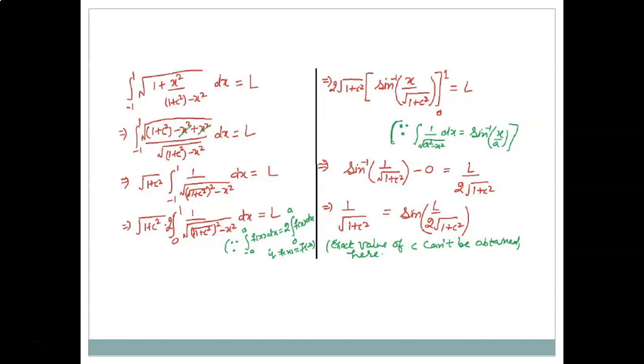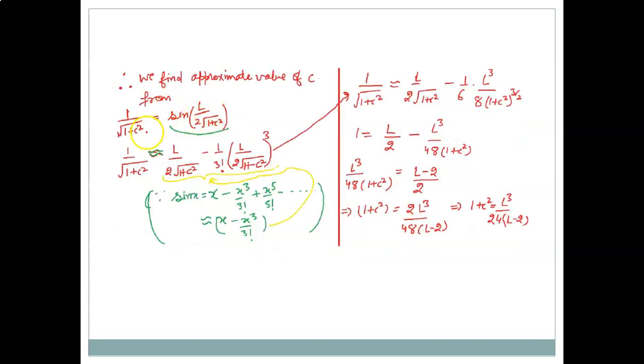So for approximations, what we do, sine of this quantity, sine of x, you know the formula, sine x equal to this, the infinite series. Now from this infinite series we can omit certain terms for small values of x. Let us omit the terms higher than or equal to x raised to power 5. So we are left with only these two. So sine x is approximately equal to x minus x cube by 3 factorial. Here x means this quantity l by 2 under root 1 plus c square.